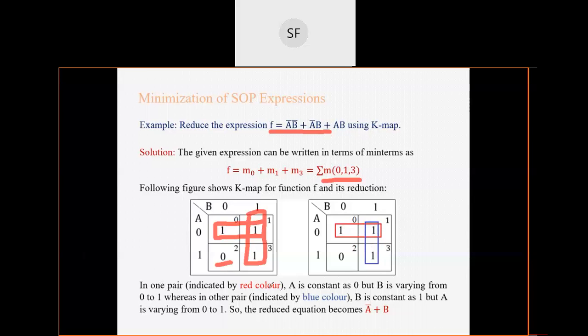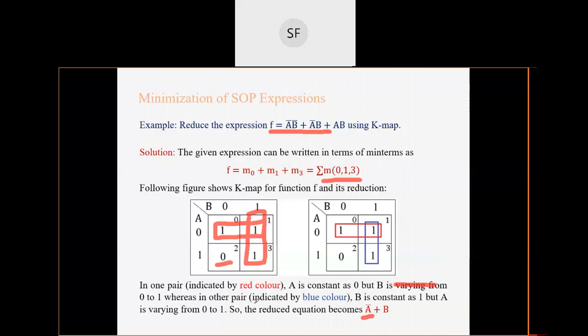In the pair which is indicated by red color, A is constant at 0 but B is varying. So here you can observe A is constant at 0. So what will be the final combination, the output after this final combination? B will be cancelled. I'm talking about red. So B will be cancelled, and since the value of A is 0, you have to read this combination as A bar, here A bar.